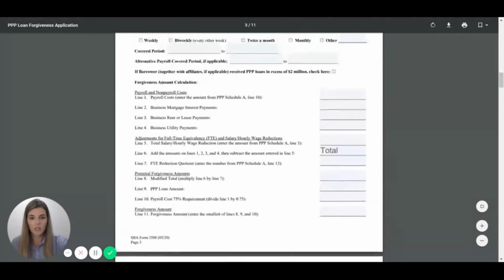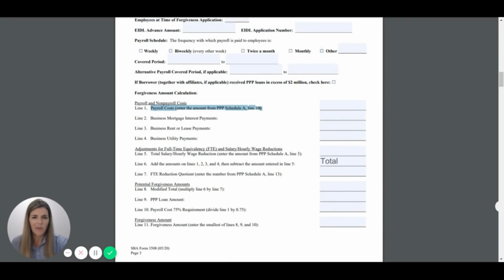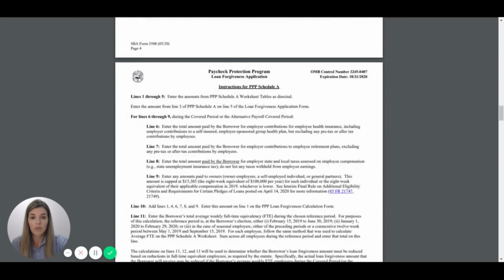So now we're just going to go to the supporting document for payroll costs, because this is a question that a lot of you have had. How do I calculate that payroll cost? And it doesn't seem like the application is very clear about it. What is it based off of? So we're going to look at that. Schedule A, line 10. We're going to go to Schedule A.